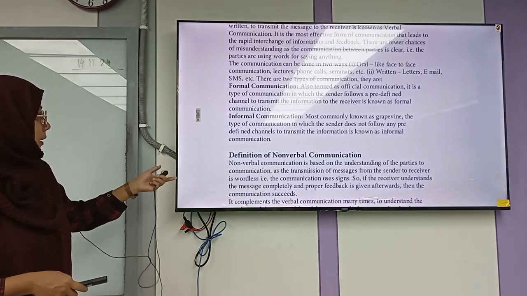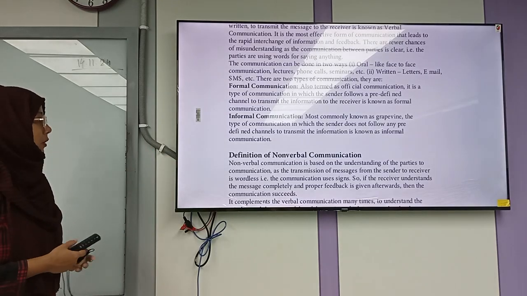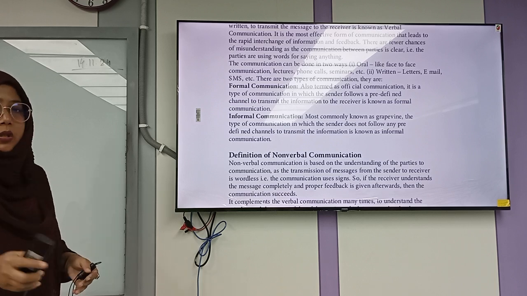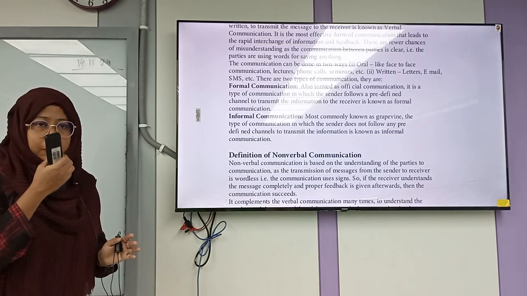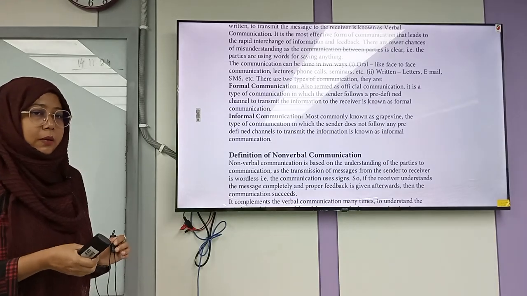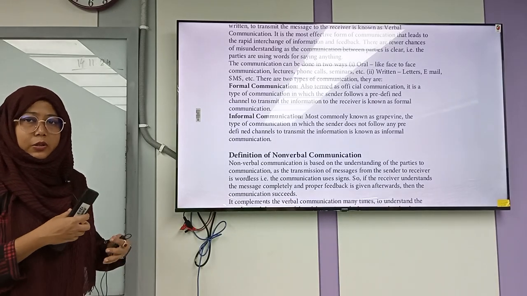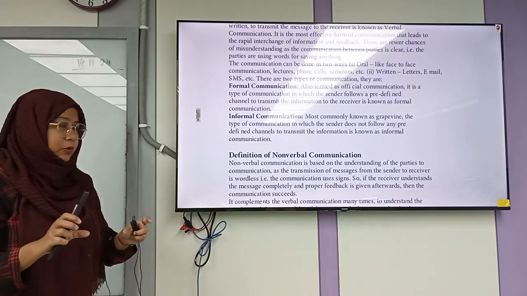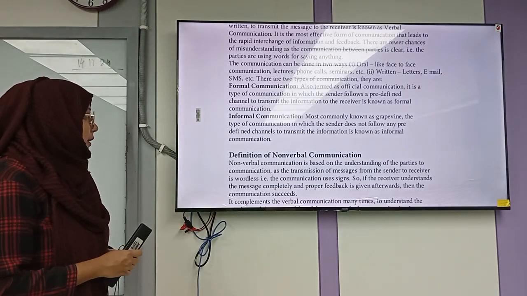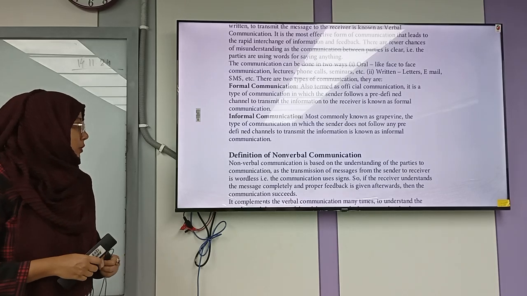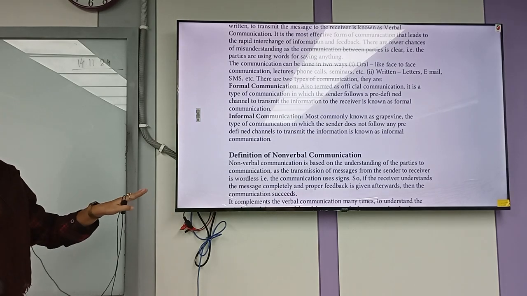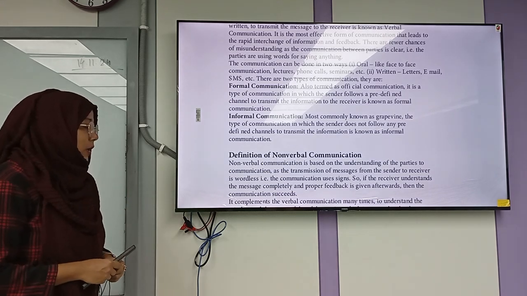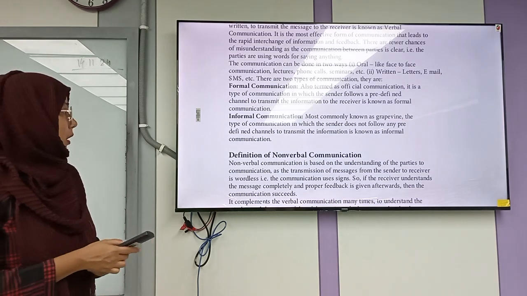So the definition of non-verbal communication: it is based on the understanding of the parties to the communication. দুটো পার্টির মধ্যে একটা আন্ডারস্ট্যান্ডিং এর উপর এটা গড়ে উঠছে non-verbal. Because আমি একটা কিছু দেখালাম বা একটা বডি ল্যাঙ্গুয়েজ দেখালাম, ওকে ওরা বুঝে গেল. So এটা দুটো পক্ষের মধ্যে একটা বোঝাবুঝি থাকবে, আন্ডারস্ট্যান্ডিং থাকবে, as the transmission of message from the sender to receiver is wordless. যেহেতু এখানে কোনো ওয়ার্ডের ইউজ হচ্ছে না. The communication uses signs. So we are using signs here.